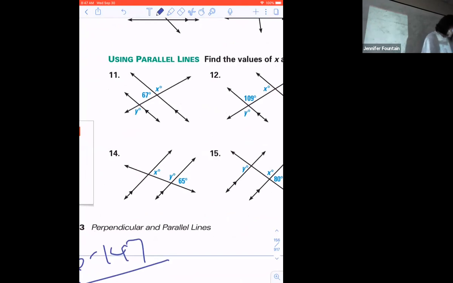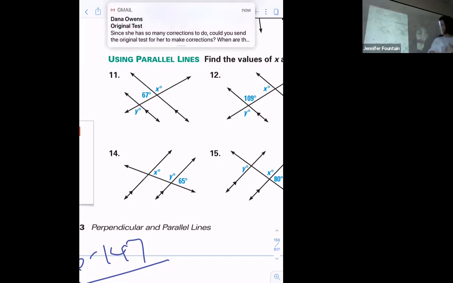Let's look at number 14. In 14, I have a degree that tells me 65 degrees, and I need to find X and Y. What is X equal to? 65 degrees. Why? Corresponding angles. Okay, corresponding angles.